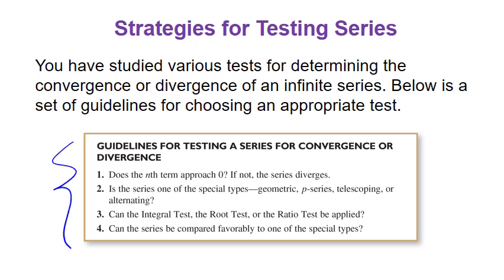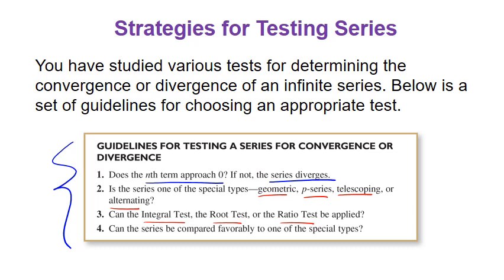You want to see if the nth term approaches 0. That's the limit at infinity. If it doesn't, the series diverges. Is it a special type of series? For example, a geometric, p-series, telescoping, or alternating. If it is, you should be able to identify which type it falls into and then use the appropriate test. You want to see if the integral test, the root test, or the ratio test can be applied. If they can be applied, great, use it.